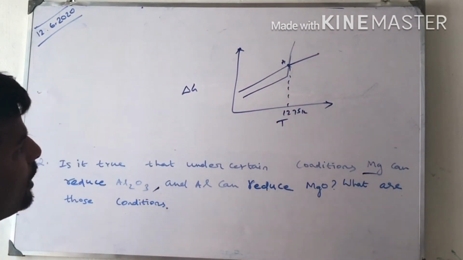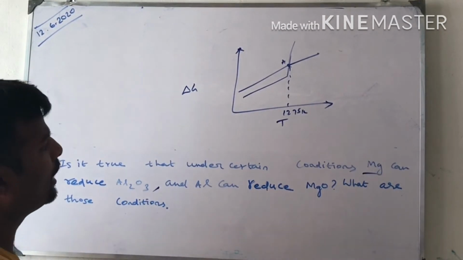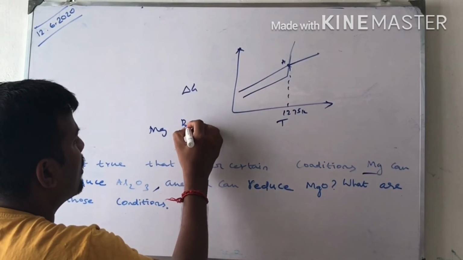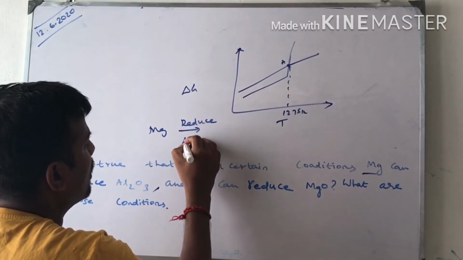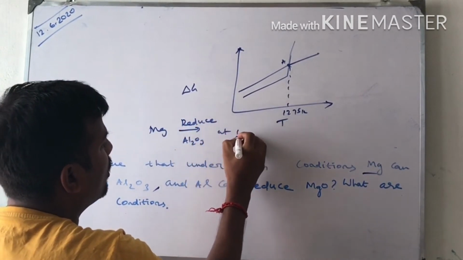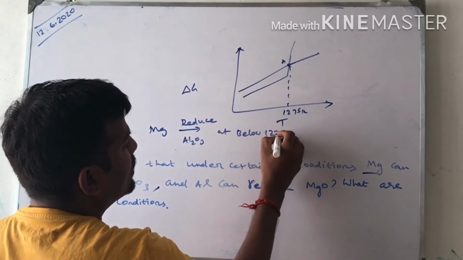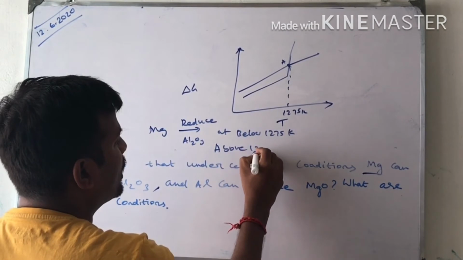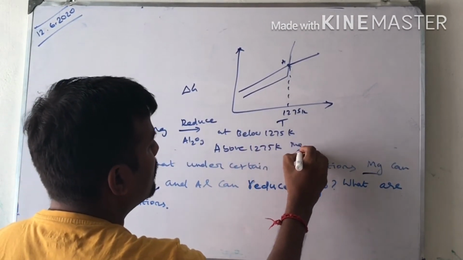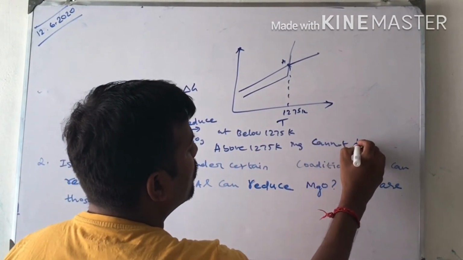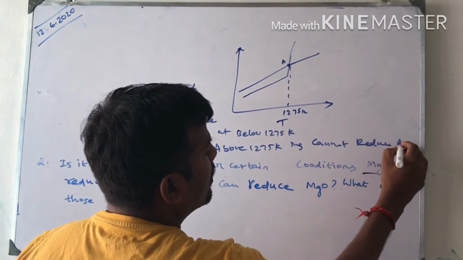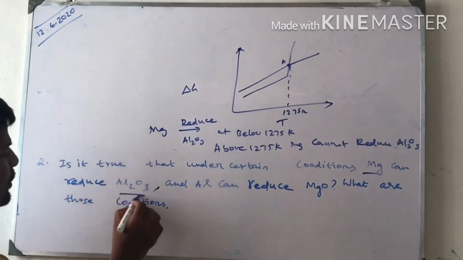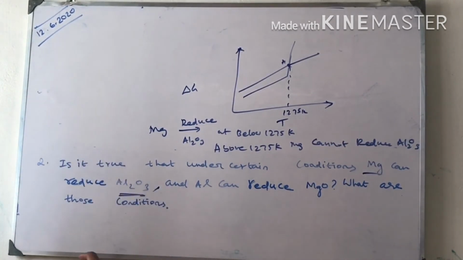Below 1275 Kelvin, magnesium can reduce aluminum oxide. Above 1275 Kelvin, magnesium cannot reduce alumina. So okay, in which condition does the reverse happen?